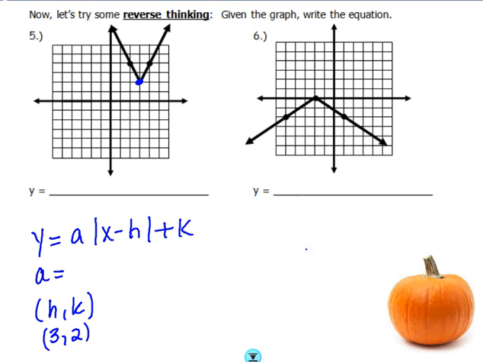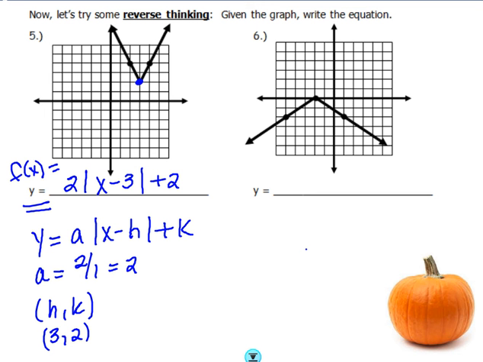And a, I want to count the right-hand side. My graph is facing up, so a is going to be positive. So I'm going to go rise over run. So 2, 1. So my a is 2. Alright, so now I simply have to plug in the values into the general form. We have y equals 2 absolute value of x minus 3 plus 2. Don't forget, you must have the y equals. Or you have the option of saying f of x equals.